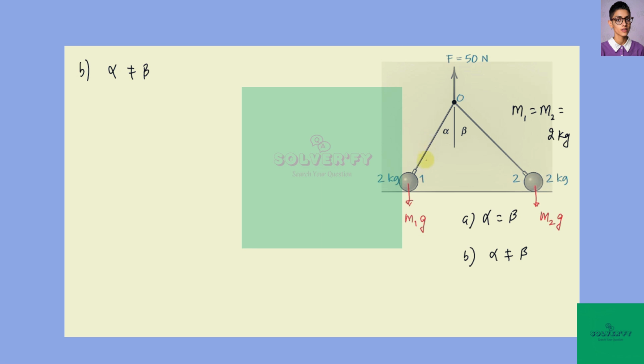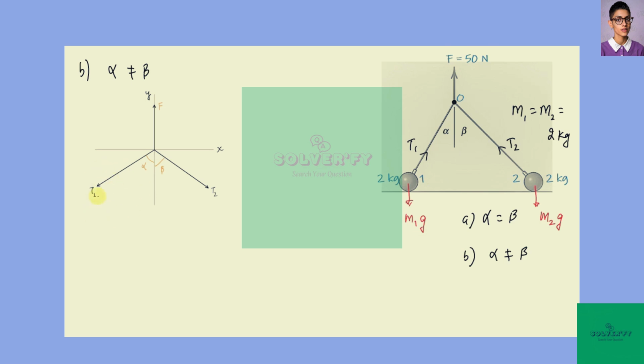Now let the tension force in this cable be T1, and in this cable let it be T2. Now we'll be calculating the expression for T1 and T2 in terms of the given data, that is the force F, and the angles alpha and beta. So for that we'll be making the free body diagram of the system.